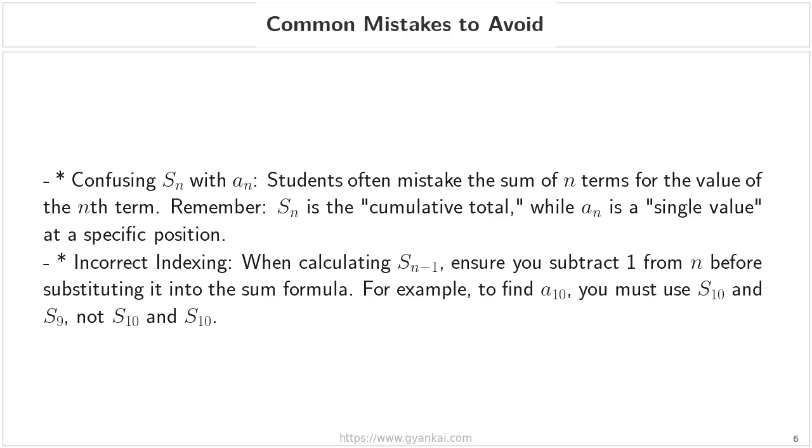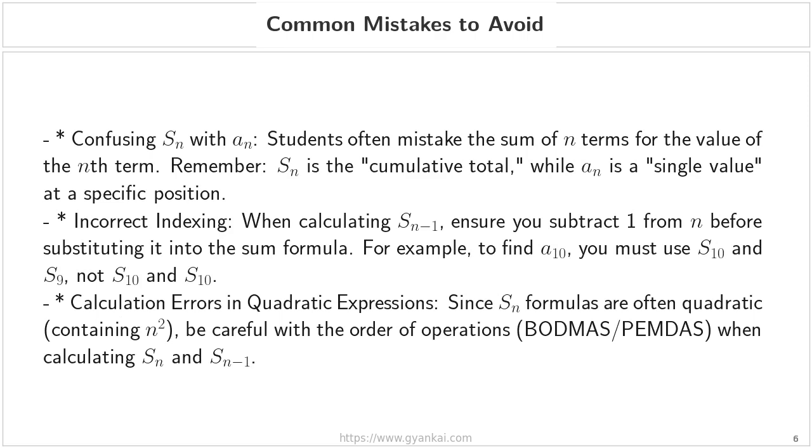Second, watch out for incorrect indexing. When you are using our formula to find a specific term, you must remember to subtract 1 from n to find the previous term's sum. For instance, if you are trying to find the 10th term, a sub 10, you must calculate the difference between S sub 10 and S sub 9. A frequent error is accidentally using S sub 10 and S sub 10, which would simply result in 0. Always ensure you are using the correct, decremented index for the second part of your subtraction.